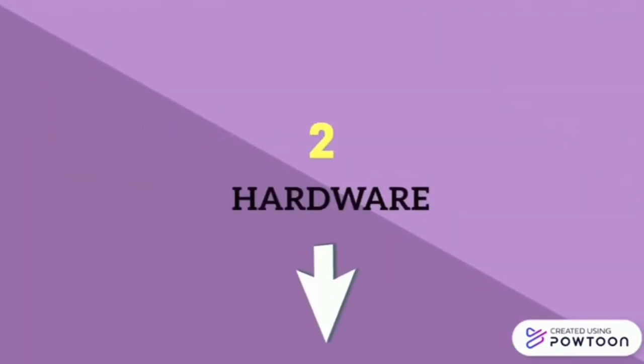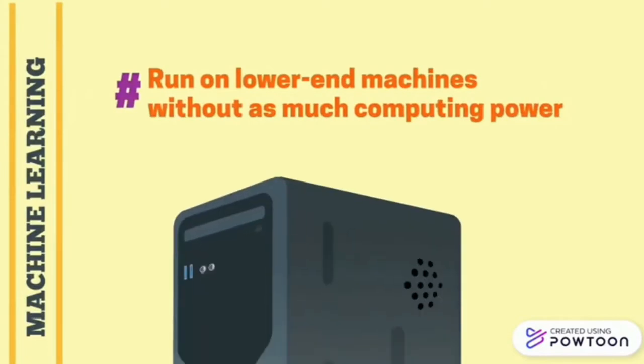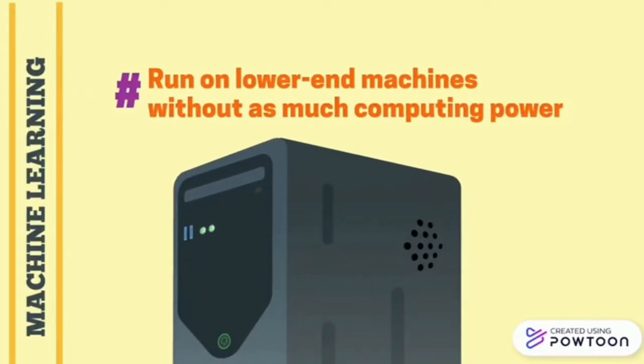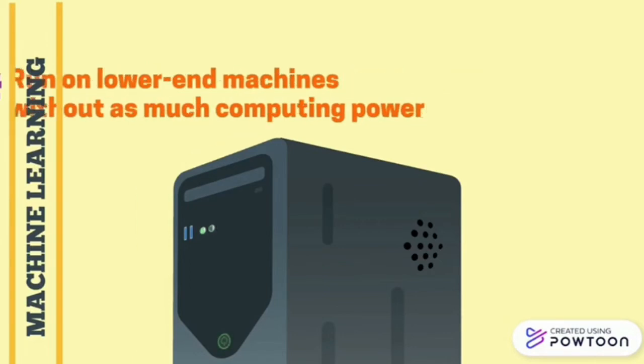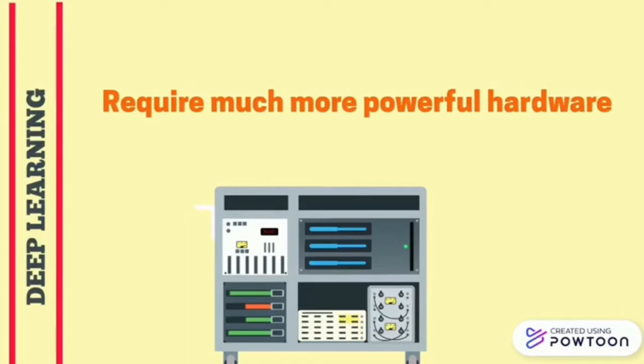Second is hardware. Machine learning programs tend to be less complex, so they can run on lower-end machines without as much computing power. Deep learning systems require far more powerful hardware and resources. One type of hardware used for deep learning is the graphical processing unit. GPUs are useful for their high bandwidth memory and ability to hide latency in memory transfer due to thread parallelism.